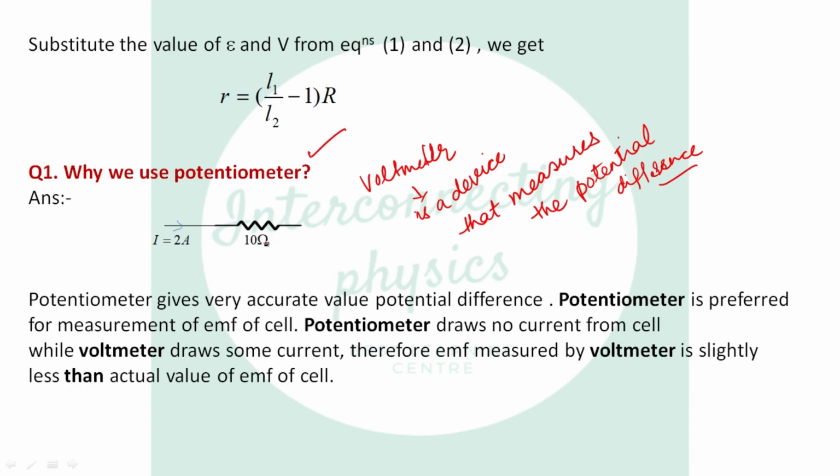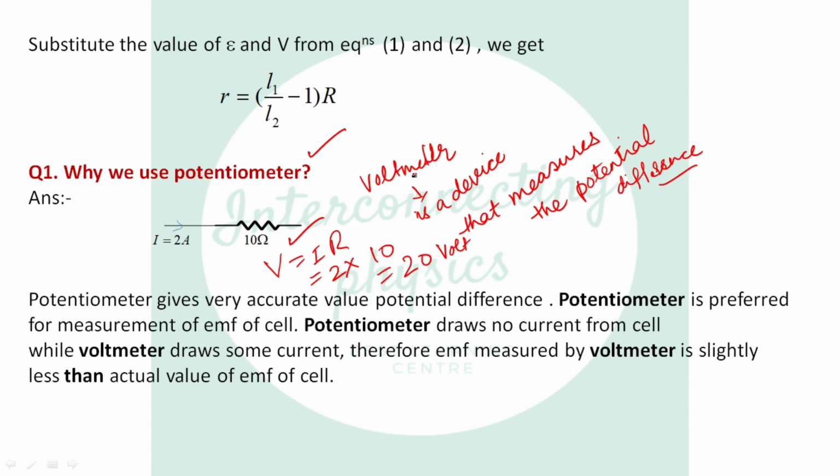Let us understand by taking an example. Suppose we are given a wire whose resistance is 10 ohm and 2 ampere current is flowing through this wire. According to Ohm's law, what will be the potential difference across this wire? V equal to I into R. So I is 2 ampere, R is 10 ohm. The result is 20 volt, the potential difference across this wire.